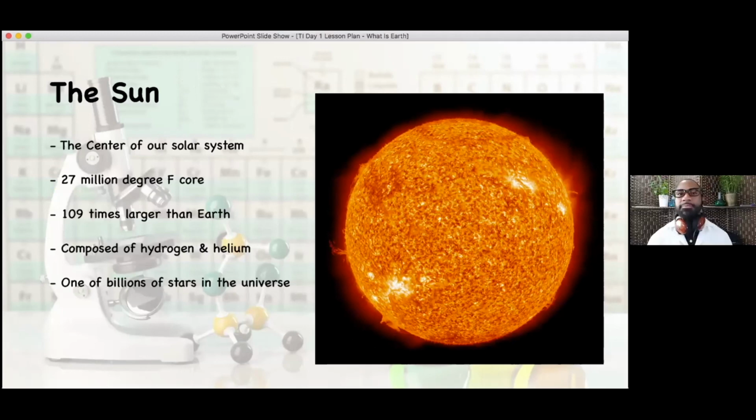It's pretty amazing because at one time, prehistoric times, we actually thought the universe revolved around Earth, which made sense at that time because we didn't know that other planets existed and we didn't know exactly our place within our solar system. But we know now that within our solar system the sun is the center. So this main sequence star is boiling at 27 million degrees Fahrenheit at its core, 109 times larger than Earth, which is really amazing to think about, right?